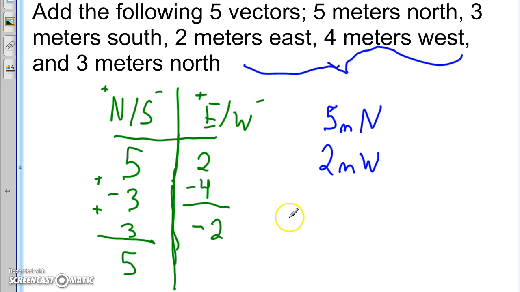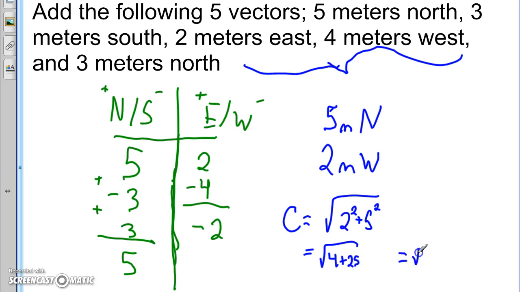So we know that the resultant, C, is going to be equal to the square root of 2 squared plus 5 squared, which is the square root of 4 plus 25, or in other words, the square root of 29, which I don't know what that is right now because I don't have my calculator with me. I was ill-prepared, but you can just punch it in the calculator, or you can leave it as the square root of 29. There are no perfect squares that go into 29, so that would be a valid option. Of course, this is meters, and our direction is northwest.